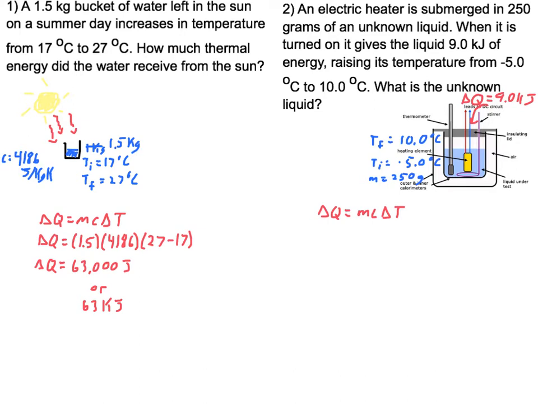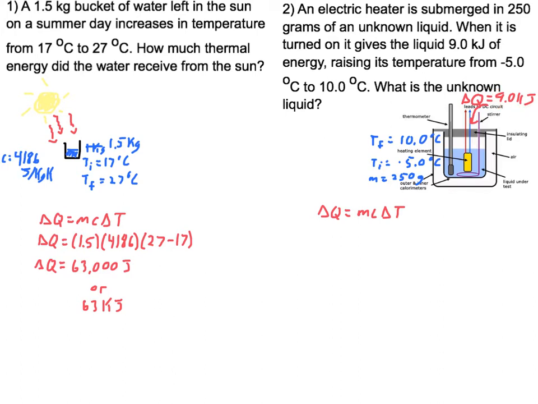Next is a similar but slightly different problem. We're actually going to try to identify some unknown liquid, and a common way to do that is you put a liquid into a calorimeter with an electric heater. You use the electric heater to give it a specific amount of energy that's calculated just using electrical energy, current times voltage times time, not a big deal. And whenever we do that, 9 kilojoules of energy in this problem is given to it.